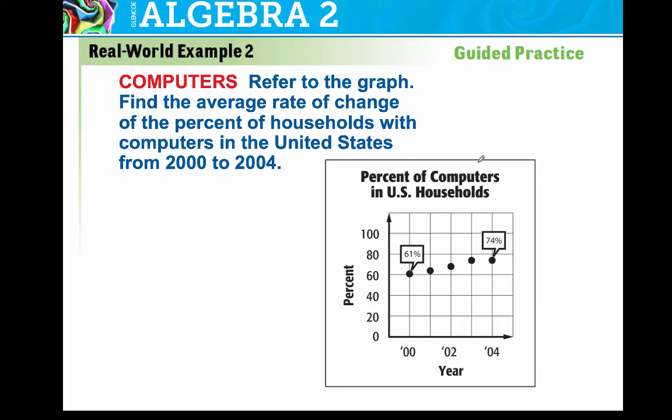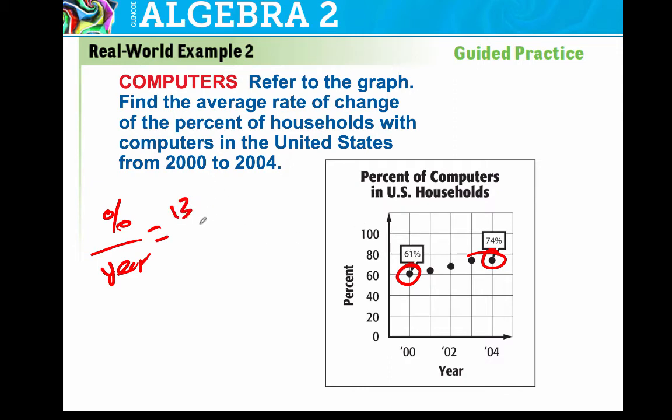Refer to the graph. Find the average rate of change of the percent of households with computers in the United States from 2000 to 2004. Believe it or not, there was a time in my life where not everybody had a computer. So we're going to do percent per year. So again, what's the change in percent? Well, 61 to 74. That's 13%.